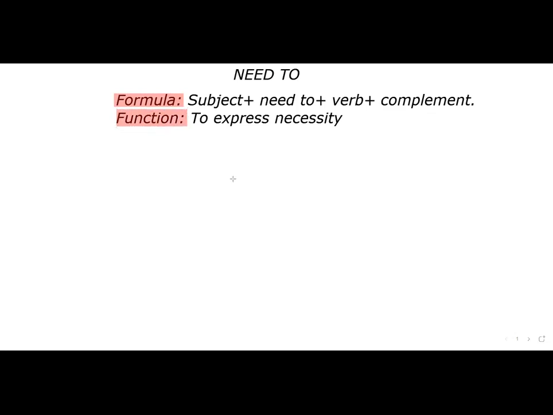So, for example, last week, my phone broke. So, I need to buy a new cell phone. I need to buy a new cell phone. Is this a necessity? ¿Creen ustedes que es una necesidad? Last week, my cell phone broke, so I do not have a cell phone. I need to buy a new cell phone.